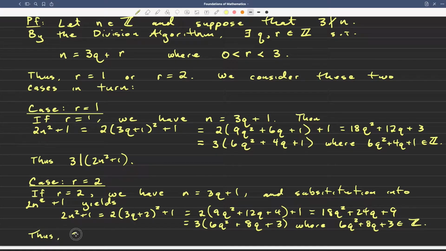Thus again we have 3 divides 2n squared plus 1. And having checked that the result is true for all of the cases, then we see that the result is true in general. So that's the proof.